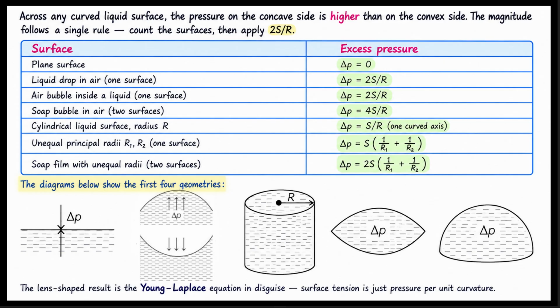The diagrams below illustrate how these geometric relations translate to physical forces. In the first diagram of a flat surface, the lack of curvature means pressure is balanced on both sides, so delta P is 0. In the curved geometries, the arrows represent the excess pressure, showing how it acts outward from the concave side to balance the contracting force of surface tension. For the cylinder, you can see the curvature exists in only one direction, explaining why its pressure jump is half that of a spherical drop. Finally, the lens-shaped diagrams show how the overall curvature dictates the pressure jump, visually demonstrating that surface tension acts as a pressure per unit curvature.